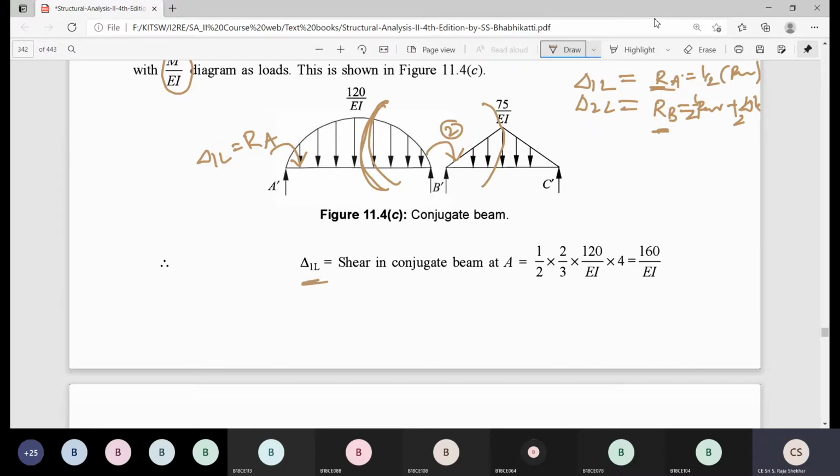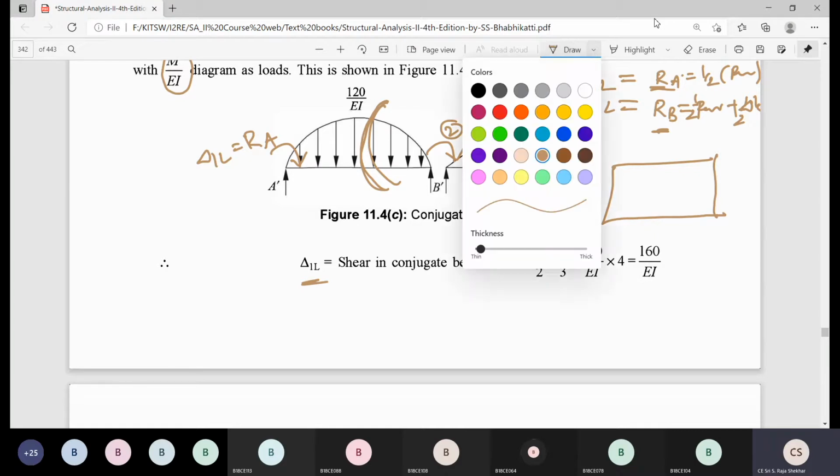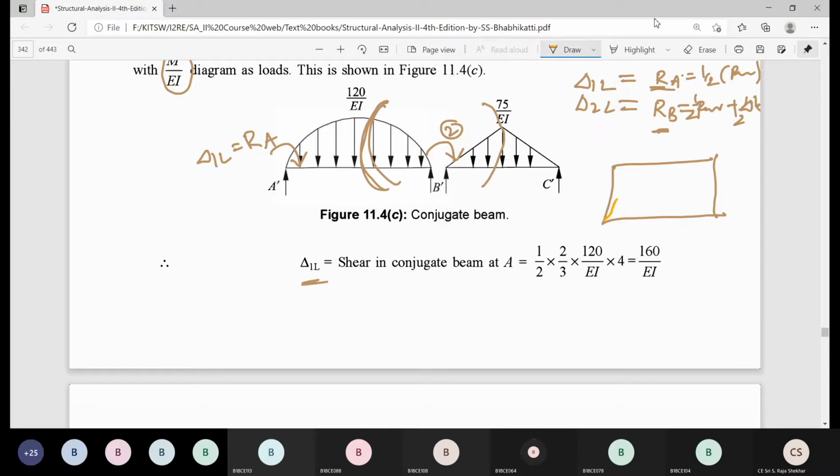So how to calculate the area of this parabola? To calculate the total load, we need to calculate the area of the parabola. The general formula for the area of a parabola is this. This will be the parabola and this is the rectangle. So the area of the parabola will be equal to 2/3 of the rectangular area. This is B and this is H, so 2/3 of B into H. Okay, right.